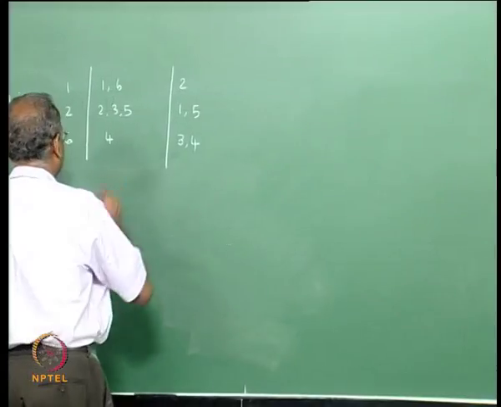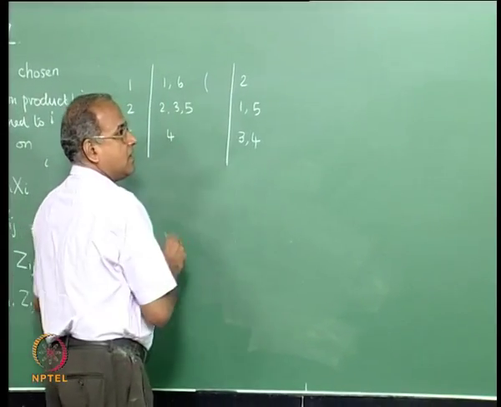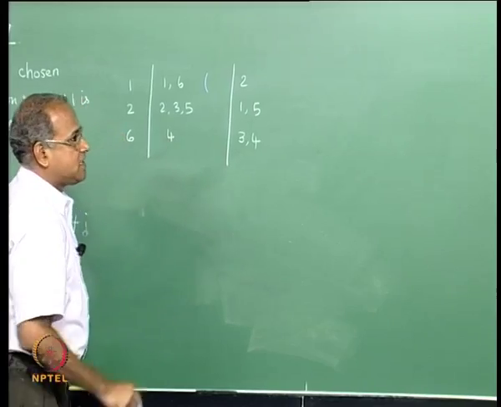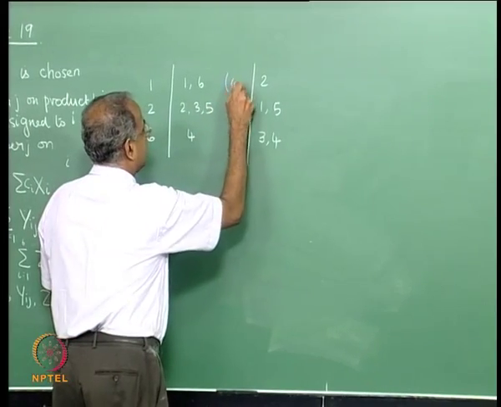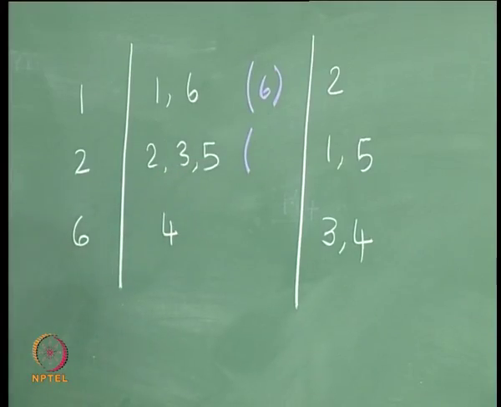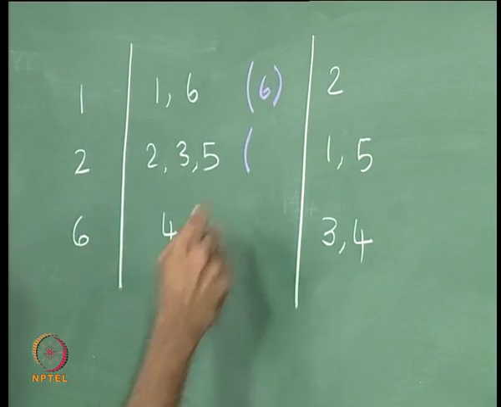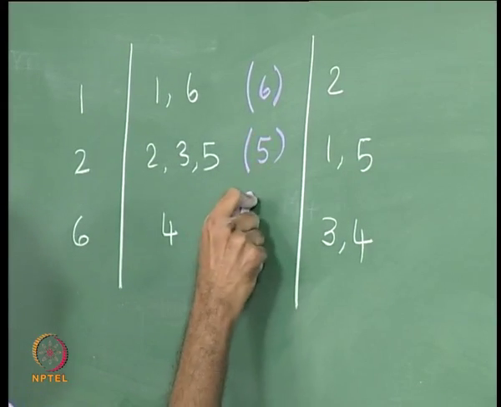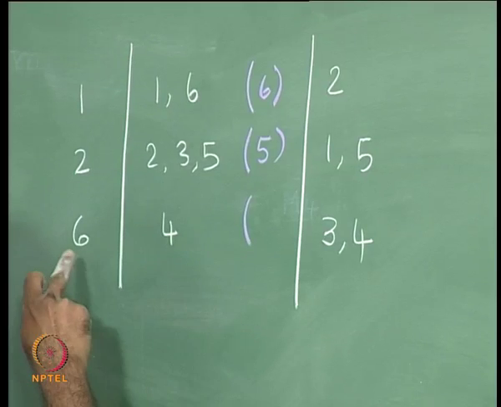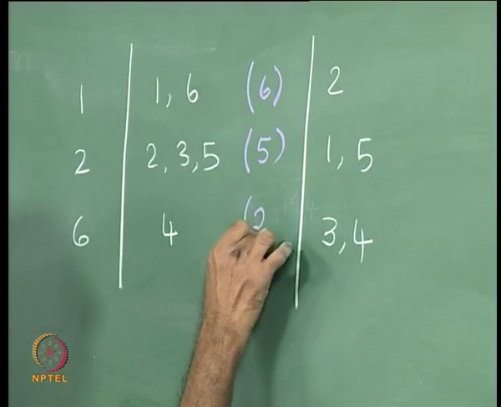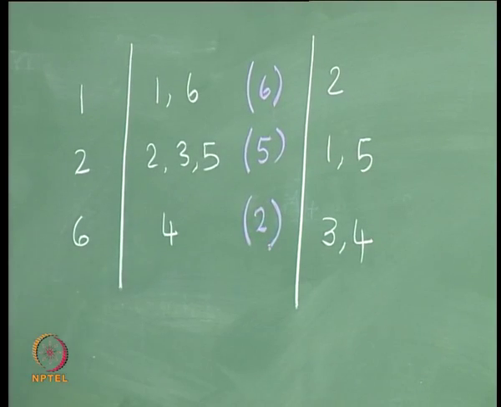On machine 1, operations 1 and 6 will give a cycle time of 6, 2, 3 and 5 will give a cycle time of 5, 4 on machine number 6 would give a cycle time of 2 for the first product. So, all cycle times are within 6.